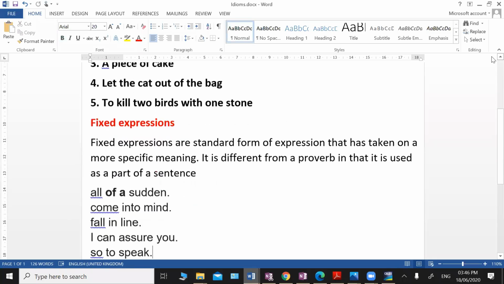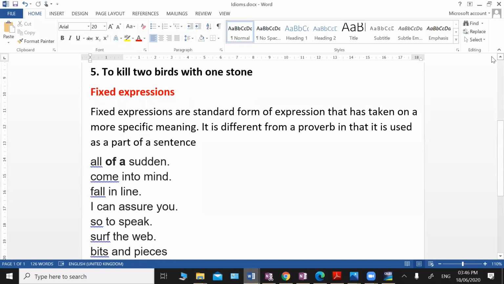The next thing we are going to discuss here is fixed expressions. Fixed expressions are standard forms of expressions that have taken on a more specific meaning. It's like a phrase with some specific meaning. You cannot change anything in this phrase. It stays as it is and means as it is. It is different from a proverb in that it is used as part of a sentence. It has a clear meaning. It doesn't have any hidden meaning.